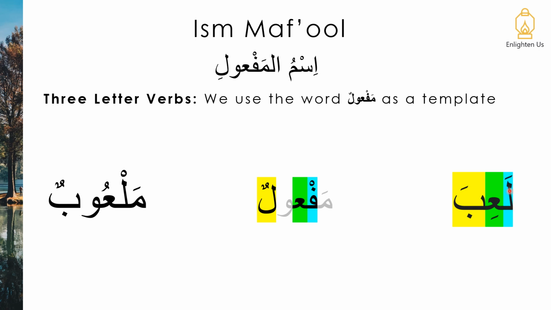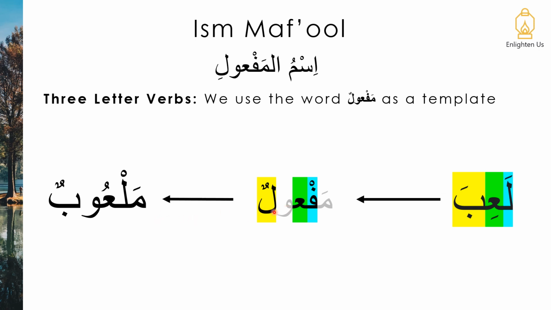So this is the process we're going to use. What you'll notice is that the lam here corresponds to the fa here, the ayn corresponds to the ayn here, and the ba corresponds to the lam. So it's always the fa, the ayn, and the lam that we use as the template. The meme in this word and the waw are additional. So what does this mean in practice? Well, let's have a look.